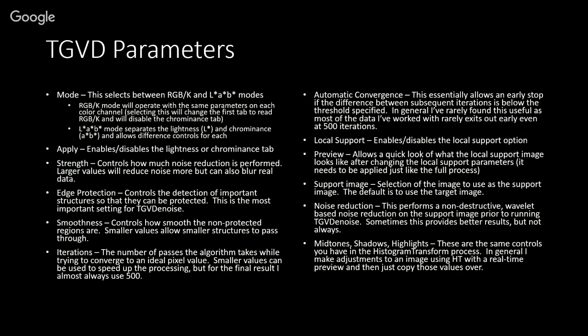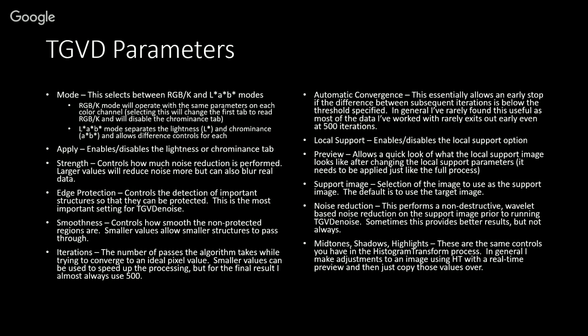The local support, there are several options under there. There's a preview, so you can see how your sliders are affecting the local support image. You can select the support image itself. You can do some kind of minor non-destructive noise reduction on the support image in line before TGV runs. This is kind of a mixed bag. Sometimes it provides better results, but not always.